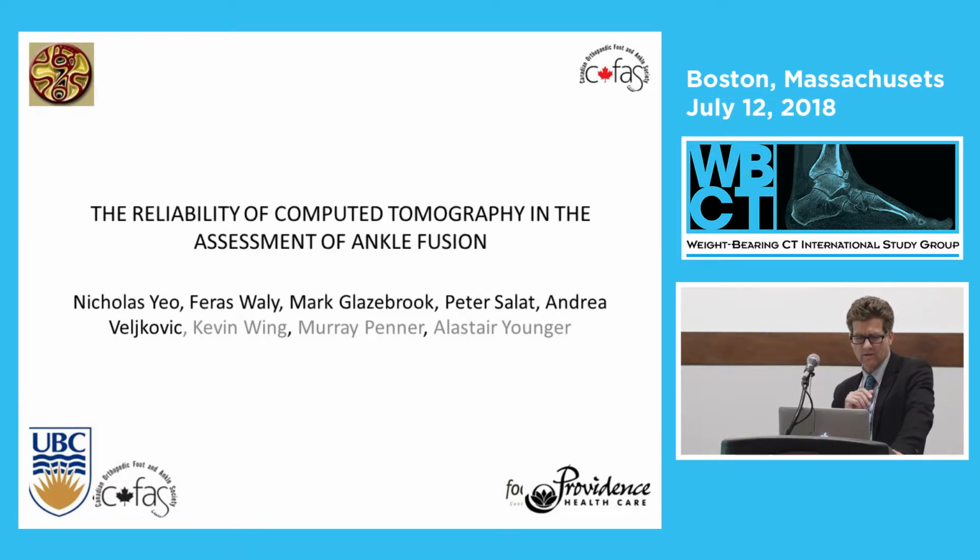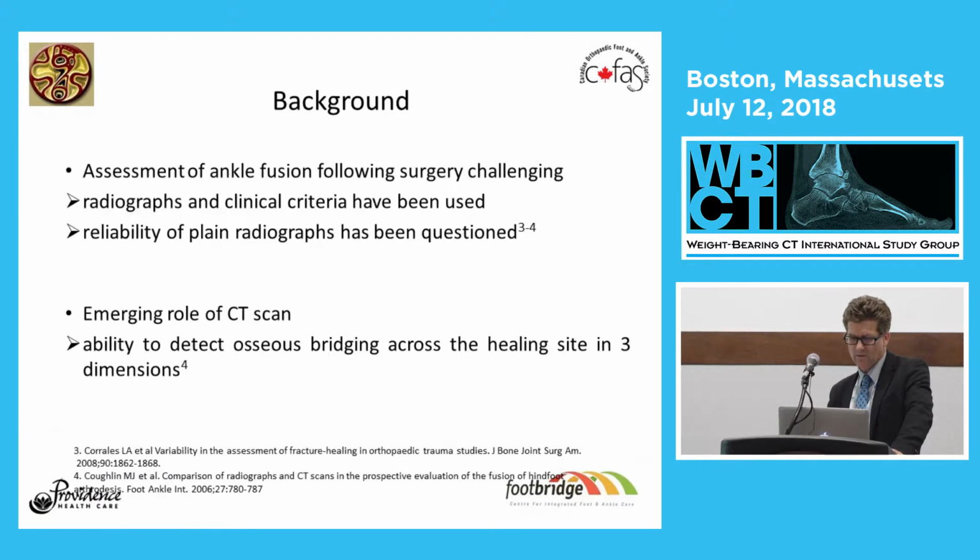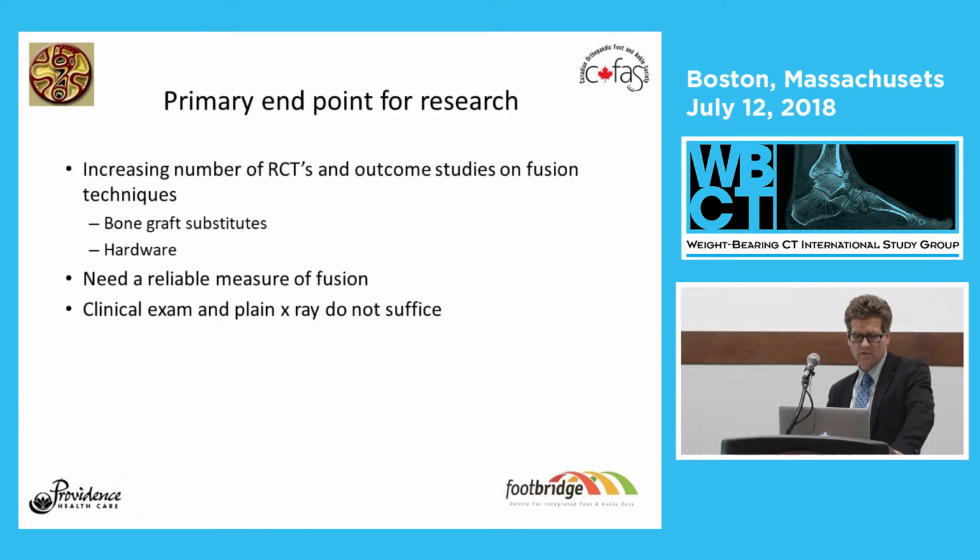And so what we did was we looked at the reliability of CT in the assessment of ankle fusion. And what we wanted to look at was, first of all, how reliable is the measurement? And secondly, what's the relationship with outcome scores? We need a reliable measurement of fusion. And we found out that clinical exam and plain x-rays do not suffice.